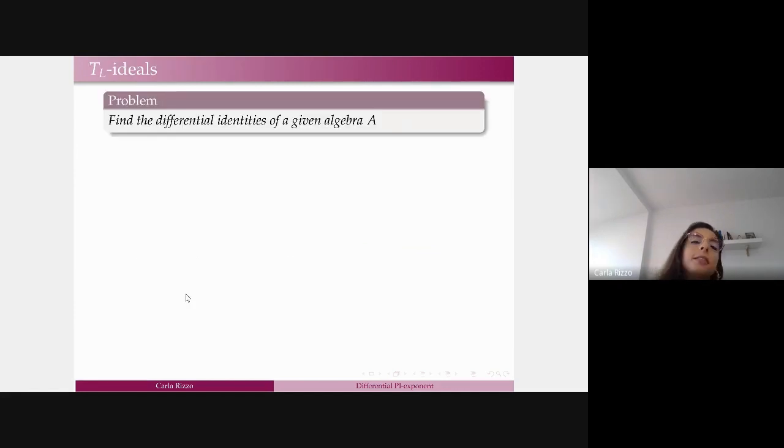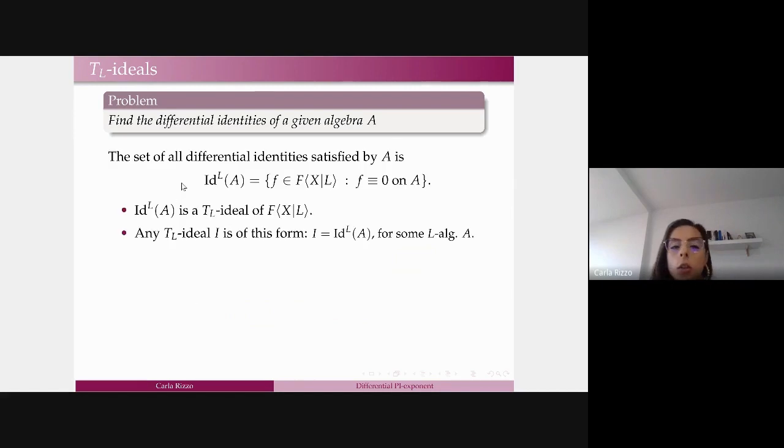Okay, the main question, the classical question in the theory of polynomial identities, is to find, in this case, the differential identities of a given algebra. Then, as usual, we consider the set of all differential identities. This set has a really strong structure: it is a T_L-ideal, so it is invariant under L-endomorphisms of the free L-algebra. And any T_L-ideal is of this form. This is a really classical thing.